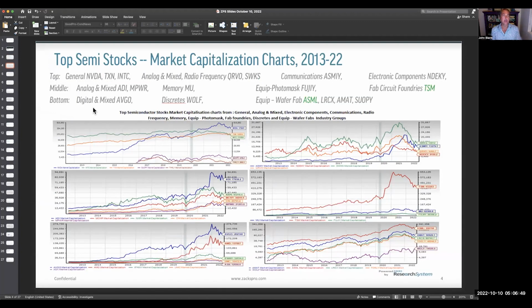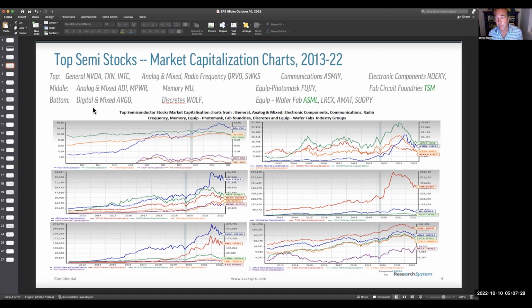Number 1, we've got at least, I could say, 10 or 11 of these industries. They change a lot. But know the tickers and the general term for the industries and where we put them. This is just a very basic place to go look. For example, the general semiconductors, NVIDIA, Texas Instruments, and Intel. The analog and mixed radio frequencies, that's Qorvo and SWKS. Communications, ASMIY. Electronic components, NDEKY. Then in the middle, we've got analog and mixed, that's Analog Devices and MPWR. Memory, of course, Micron. Equipment Photomax, that's Fuji.